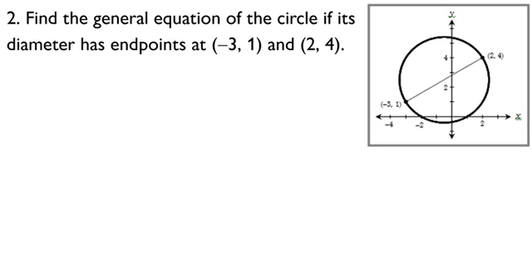Now here, find the general equation of the circle if its diameter has endpoints negative 3, 1, and 2, 4. So you're given the diameter, but you don't know the center. Do take note that what is the diameter?